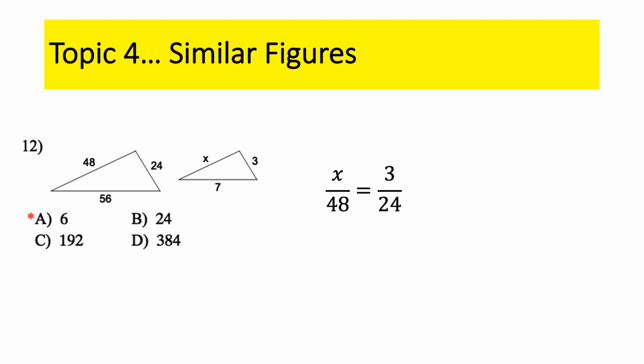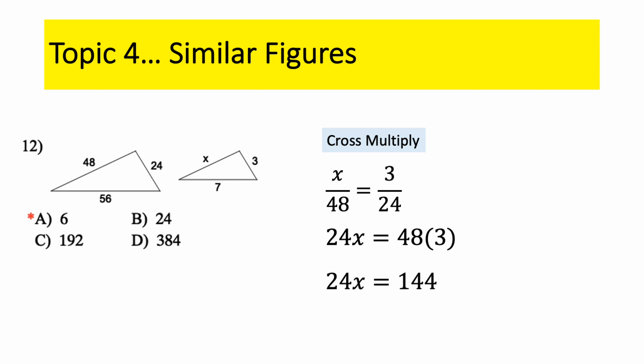X times 24 equals 48 times 3. We cross multiply. X times 24 equals 48 times 3. In other words, 24x equals 48 times 3. 48 times 3 is 144. Divide both sides by 24, cancel. 144 divided by 24 turns out is 6.